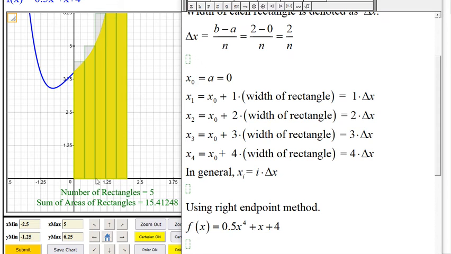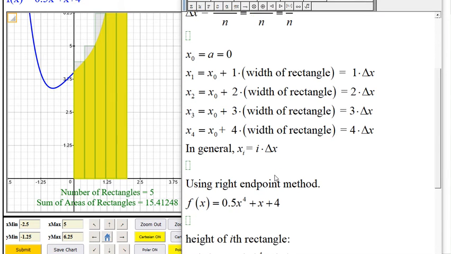Then x sub 2, which is right here, would be x sub 0 plus 2 widths, so it'd be 0 plus 2 delta x. Then x sub 3 would be x sub 0 plus 3 widths, so 0 plus 3 delta x. Then x sub 4 would be x sub 0 plus 4 widths, so it would be 0 plus 4 delta x, which is 4 delta x. In general, x sub i is just i times delta x. And so that's what the x sub i's are.